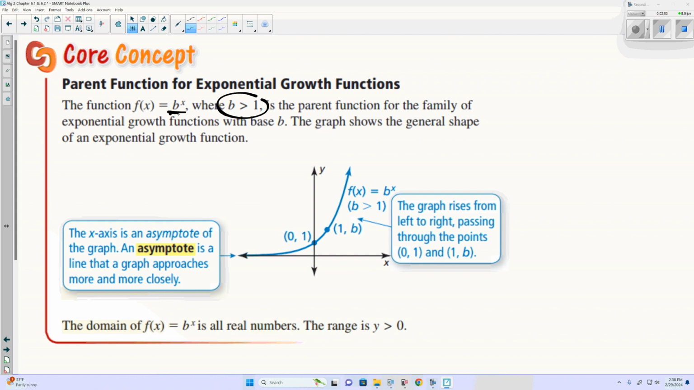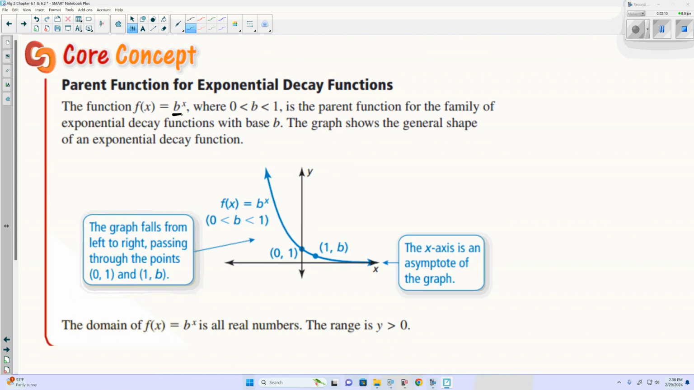Questions on this here? Okay. Now, if that base value is between 0 and 1, we call it decay, exponential decay. So any number between 0 and 1, when it's written in this b to the x form, where b is between 0 and 1, it's exponential decay.